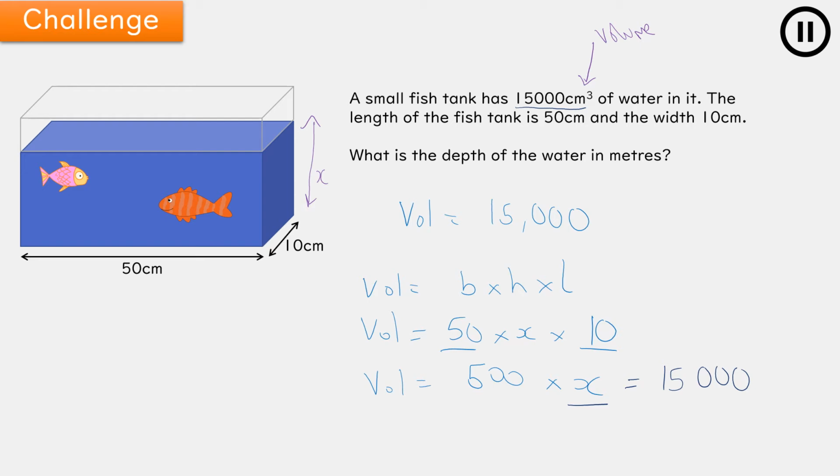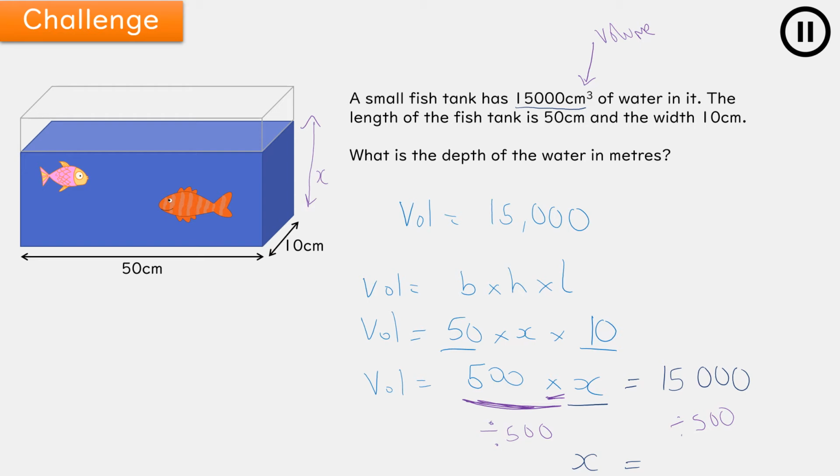Well, you could either just use it through observation or you could use a bit of algebra. I want to aim to get x equals. How am I going to get there? I need to get rid of this purple bit here. It's timesing by 500, so I've got to divide by 500. And if I do it to one side, I have to do it to the other.